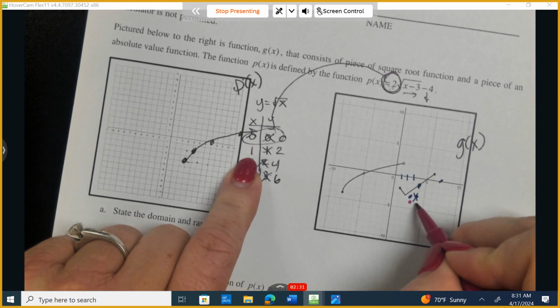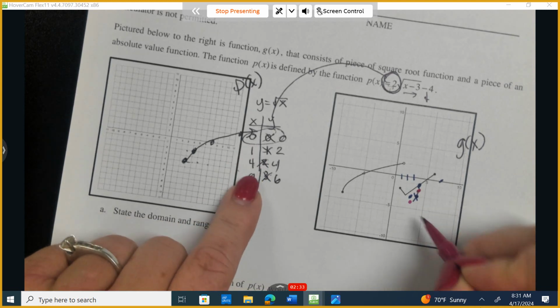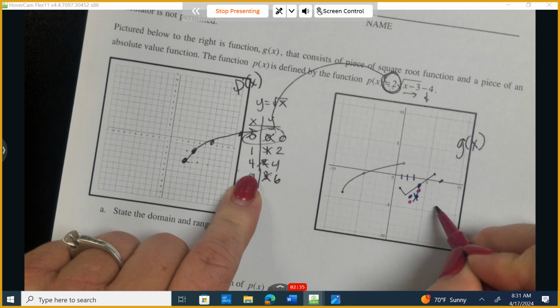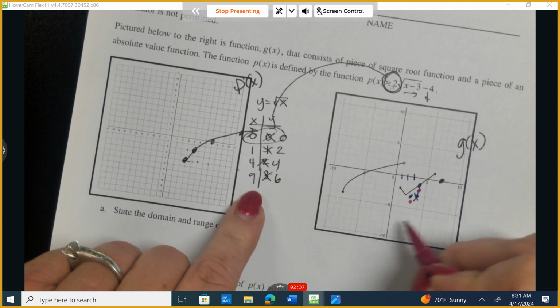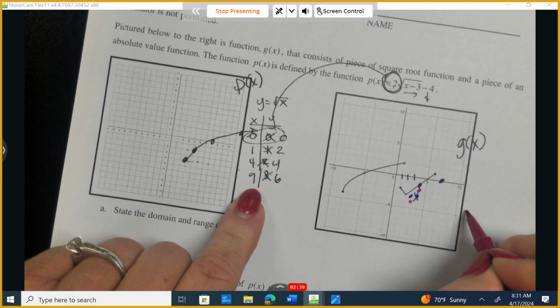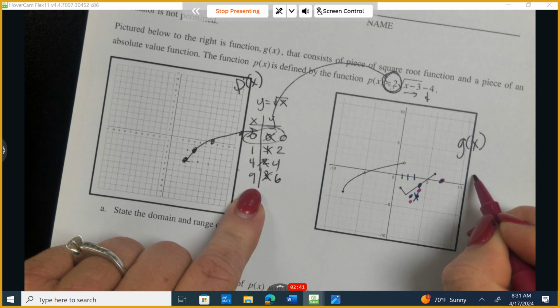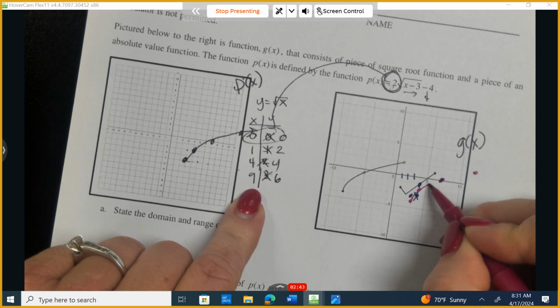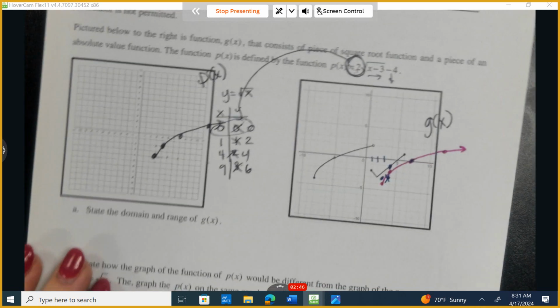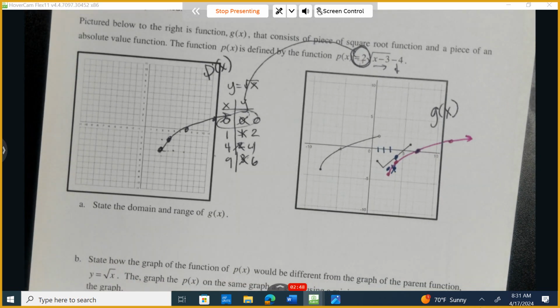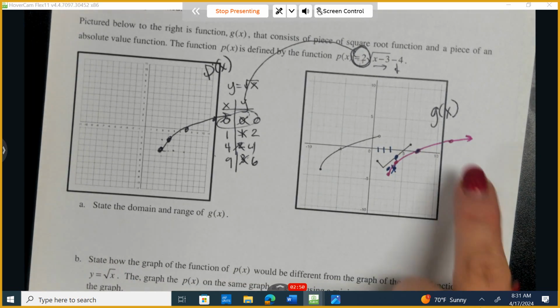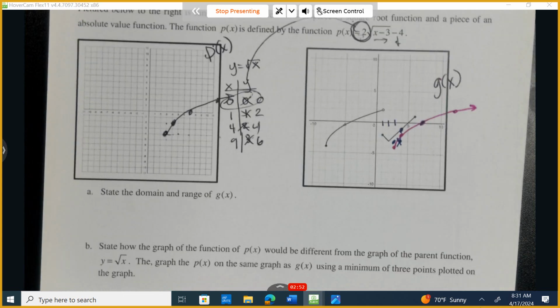Now I go over 1 and up 2, which is right here. And from here I go over 4, which is up here, and up 4. And then over 9, which is way out here, and up 6. And there's our square root function. So I have both p of x and g of x on the same graph.